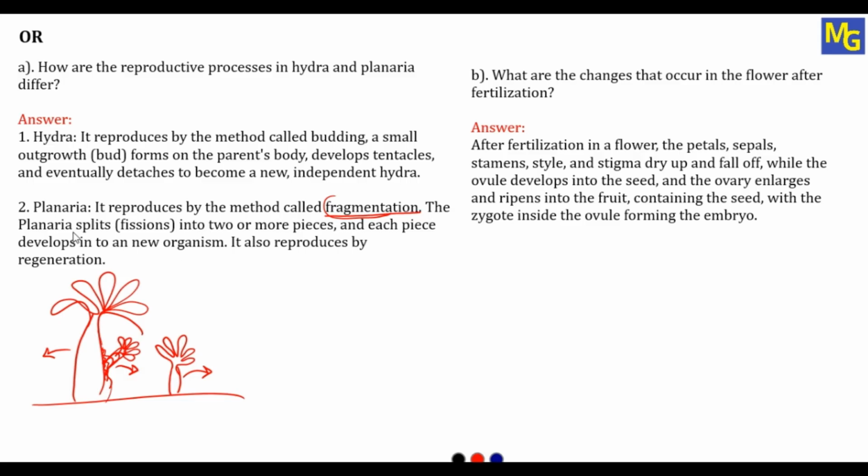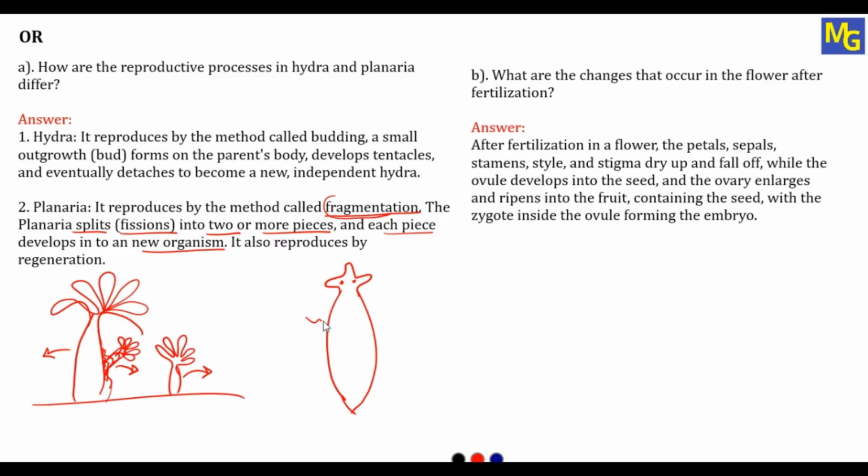The Planaria splits, or fission. Fission means breaking again. A split means formation of pieces or fragments into two or more pieces. So Planaria gets cut into two or more pieces, and each piece develops into a new organism, and this is also called the regeneration process. So here imagine this is a Planaria like this. It has two dot-like structures which are called eyes. So this is a Planaria.